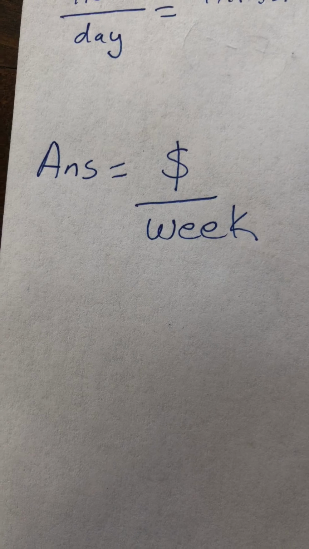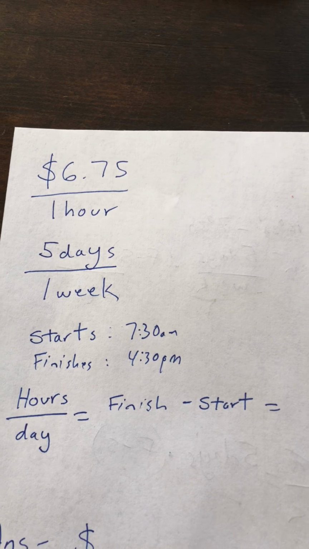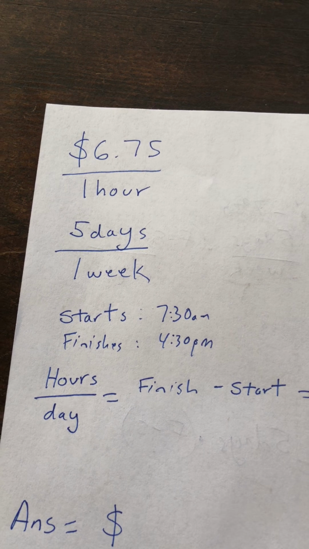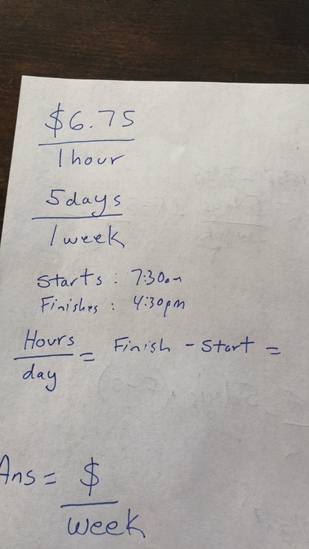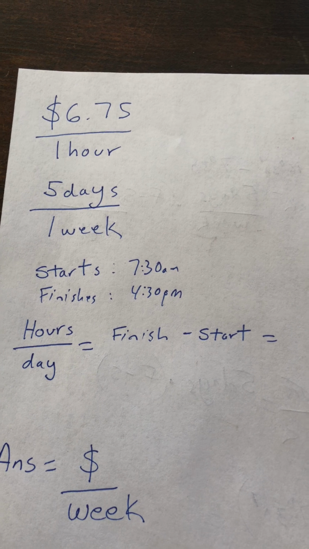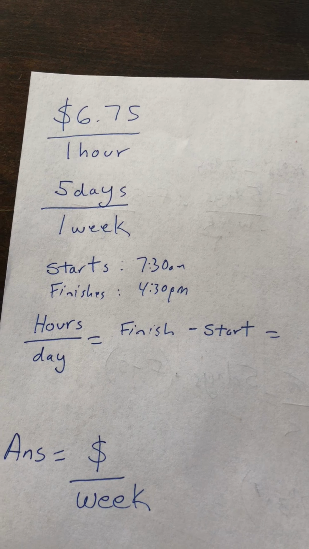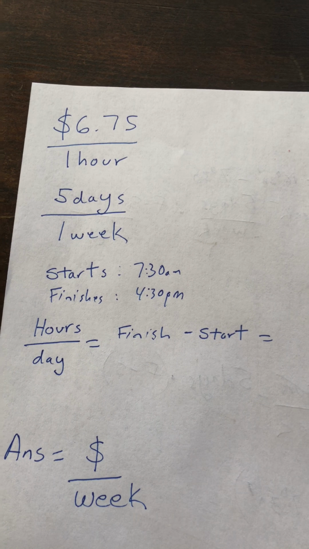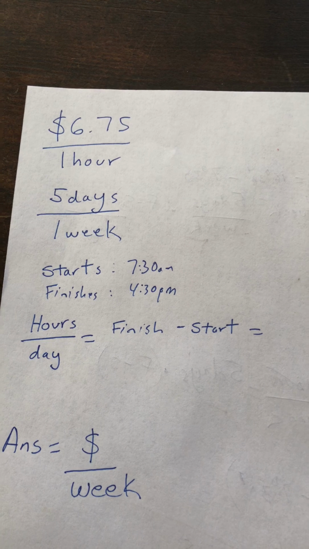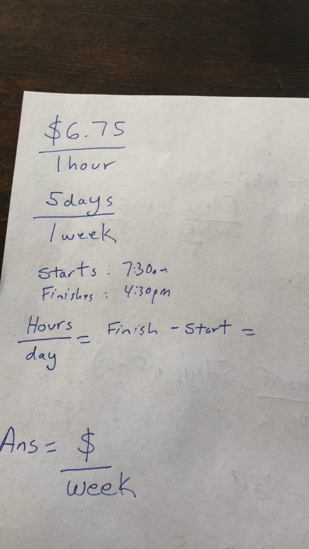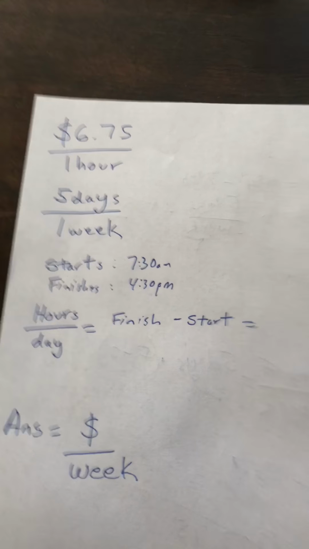Now what do we know so far? What did the question give us? We know Matt makes $6.75 in 1 hour. We know he works 5 days in 1 week. He starts at 7:30 a.m. and he finishes at 4:30 p.m. So the first question is, how many hours a day does Matt work?